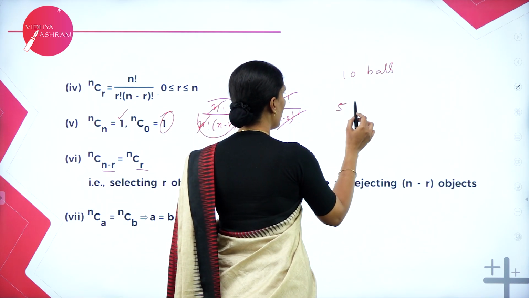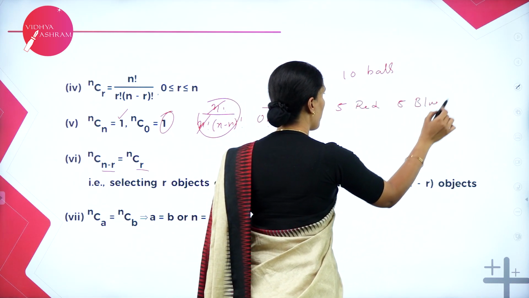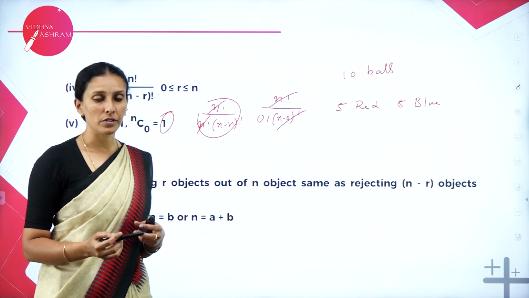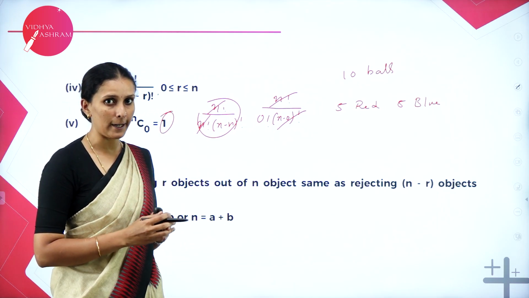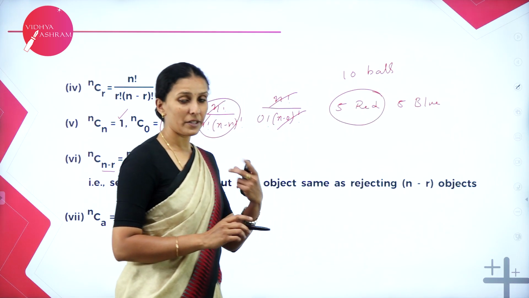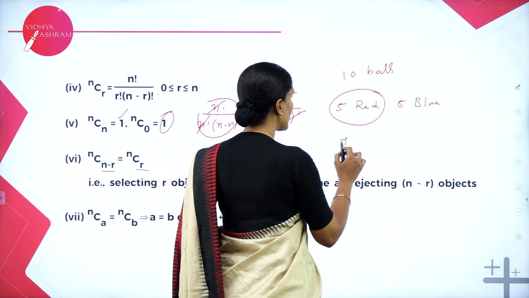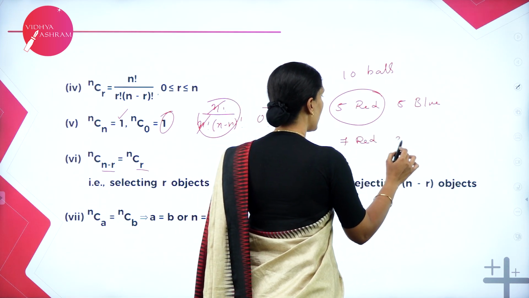Now here 5 balls are red in color, 5 balls are blue in color. If I ask you to choose the balls of your favorite color, assume that you have chosen red, which means you are rejecting blue, which is the same thing. Now assume there are 7 red balls and 3 blue balls.